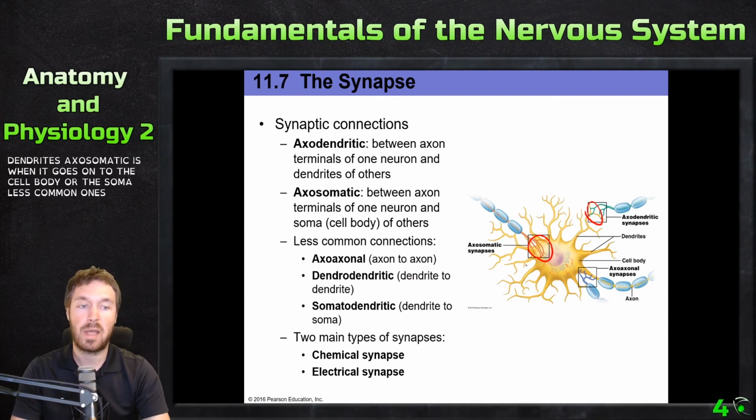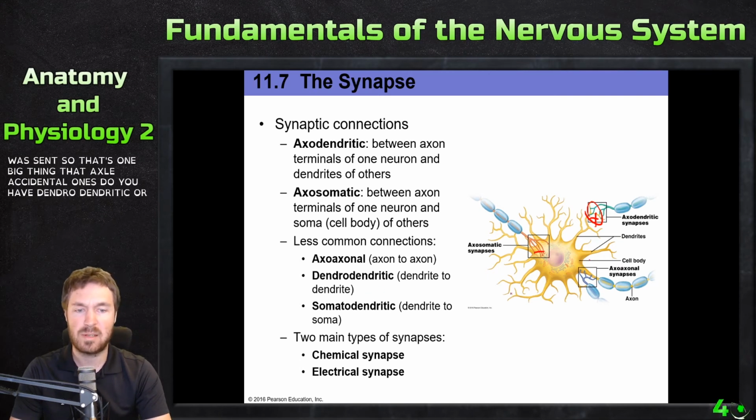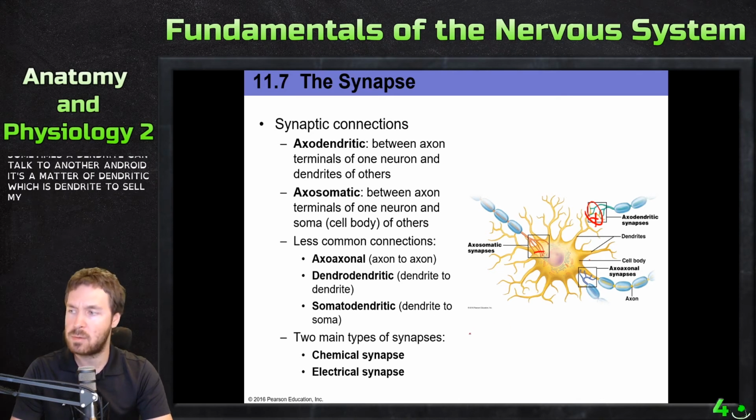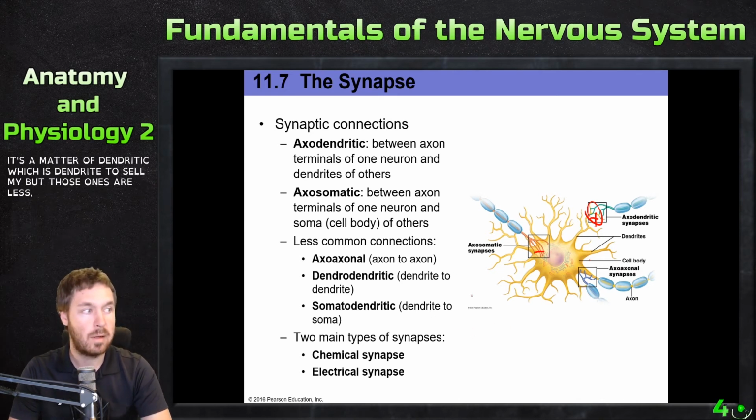Less common ones could be axo-axonal. So if these are all excitatory right here, and then this axo-axonal one is inhibitory, it would block the signal. So even if an action potential was hit here, it could get here and block everything that was sent. So that's one big thing that axo-axonal ones do. You can have dendrodendritic, where sometimes a dendrite can talk to another dendrite, and somatodendritic, which is dendrite to soma, but those ones are less common.